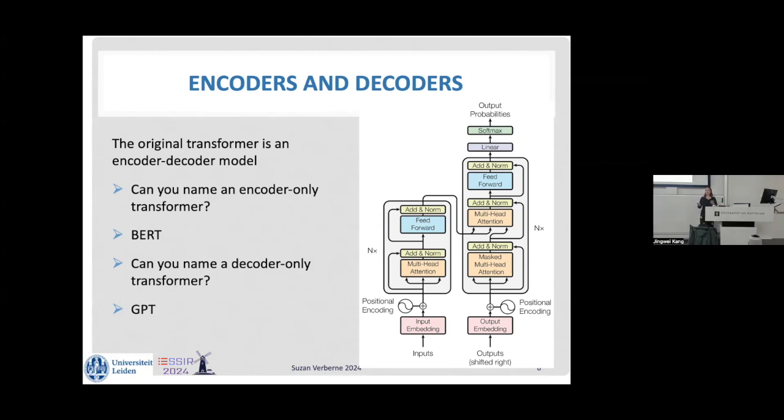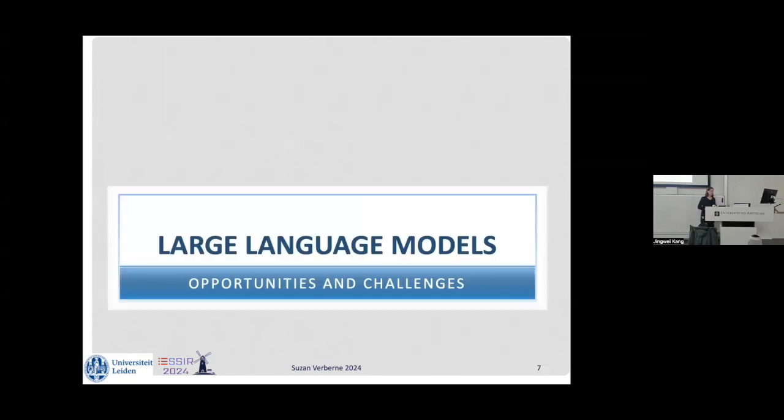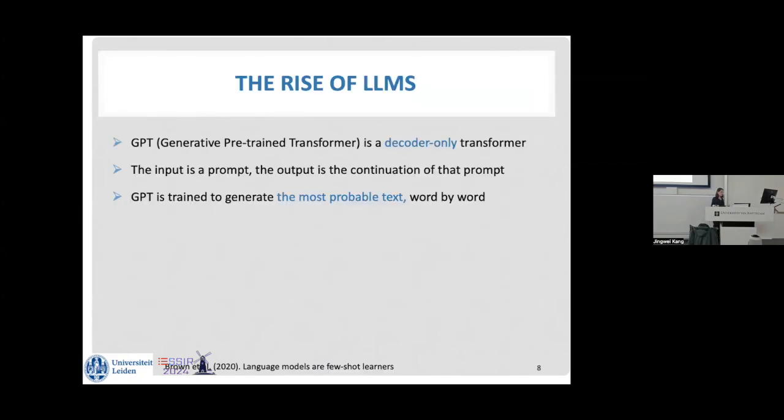So that was to wake you up with two very quick quiz questions about transformers. And let me now briefly introduce large language models. So as I said, GPT, a generative pre-trained transformer, is a decoder-only transformer. It was proposed in 2018, the same year as BERT.